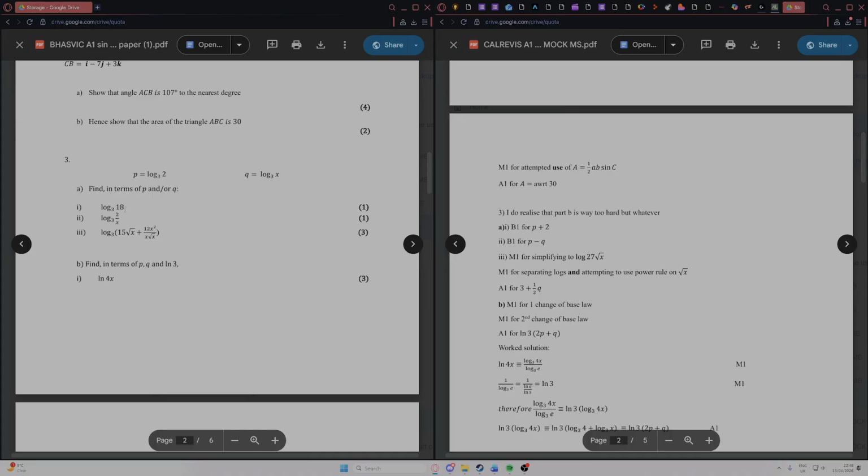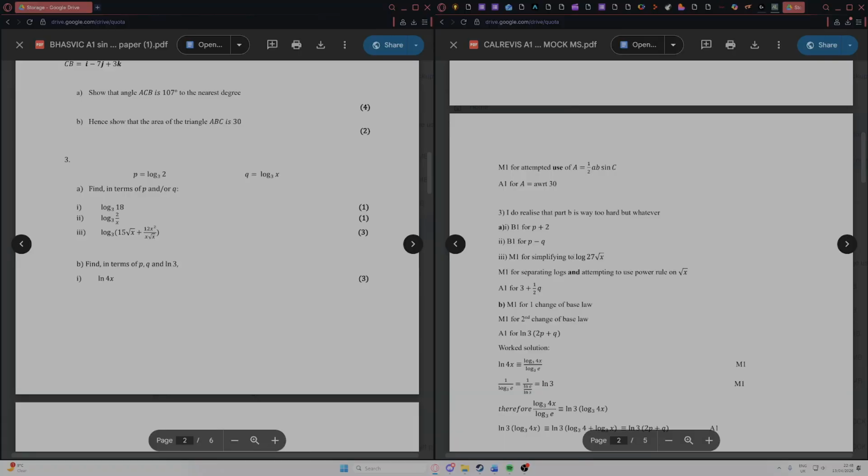This question, you can separate these logs into log base 3 of 9 plus log base 3 of 2, which ends up being p plus 2. Part 2, or part II, is just log base 3 of 2 minus log base 3 of x, which is p minus q. Part 3, I added some index laws into this. This is not very difficult index laws. I needed to add it because I was trying to add most of the topics from your specification onto this paper.